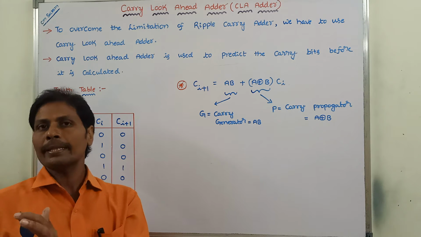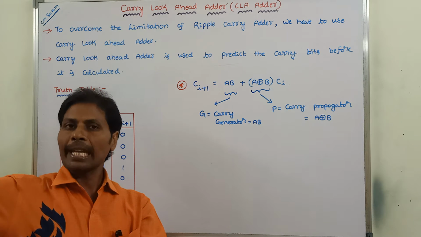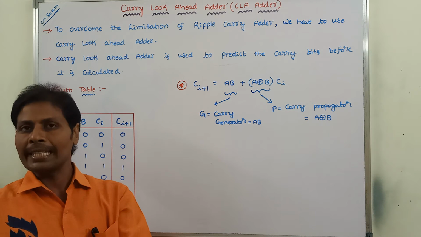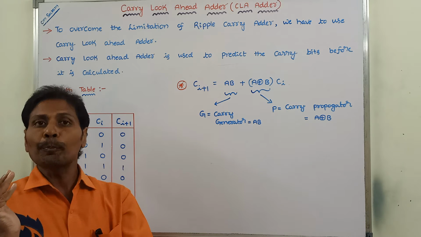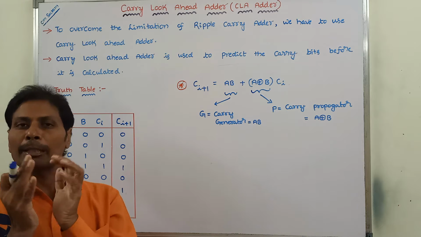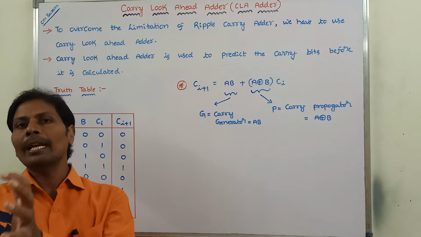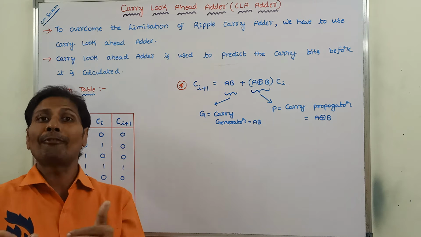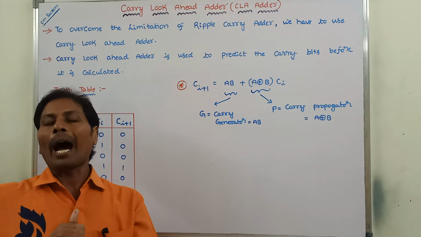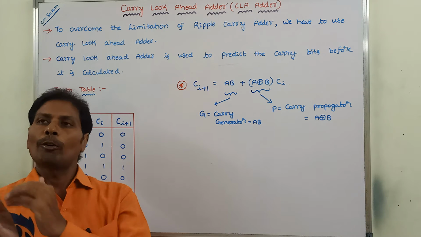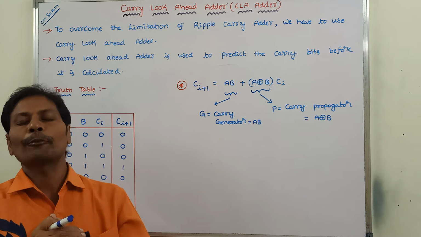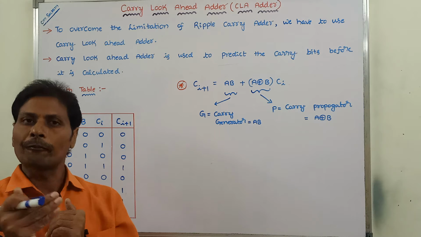Whatever output carry is generated from the ith full adder can be given as input carry for the I plus 1th full adder. That means the I plus 1th full adder must wait for the input carry coming from the ith full adder. Until it comes, the I plus 1th full adder must wait.